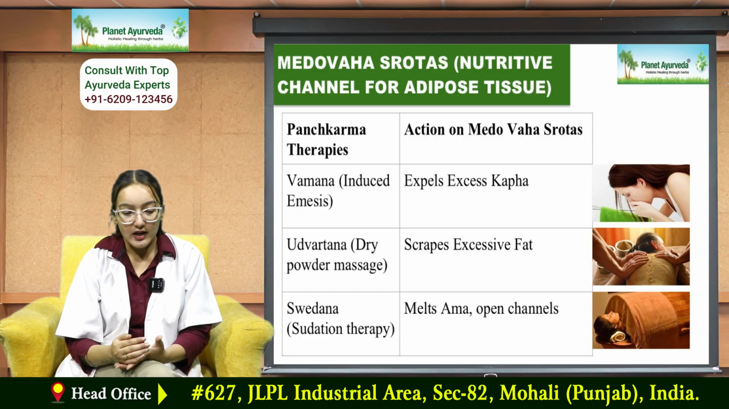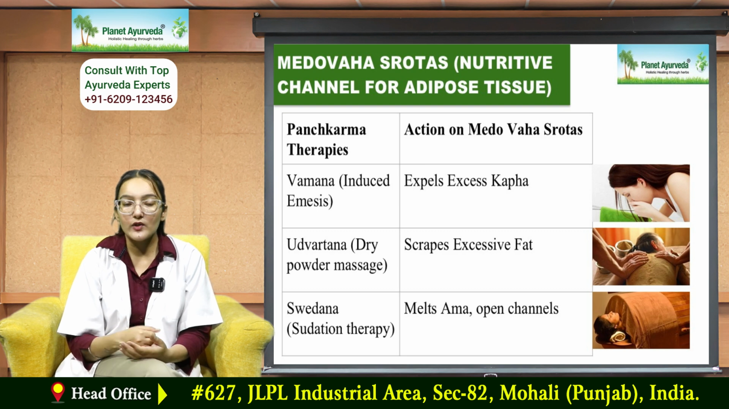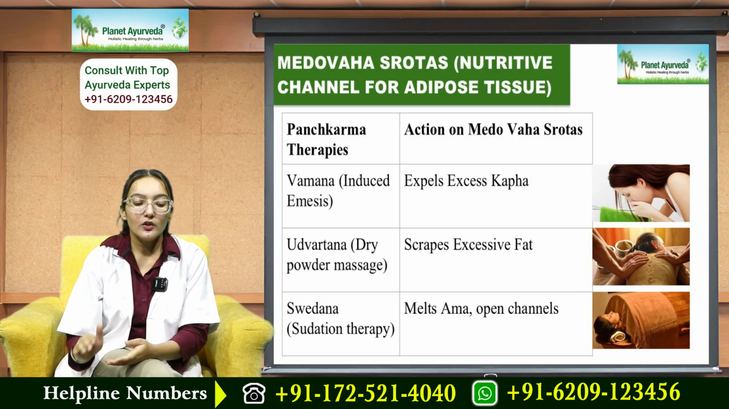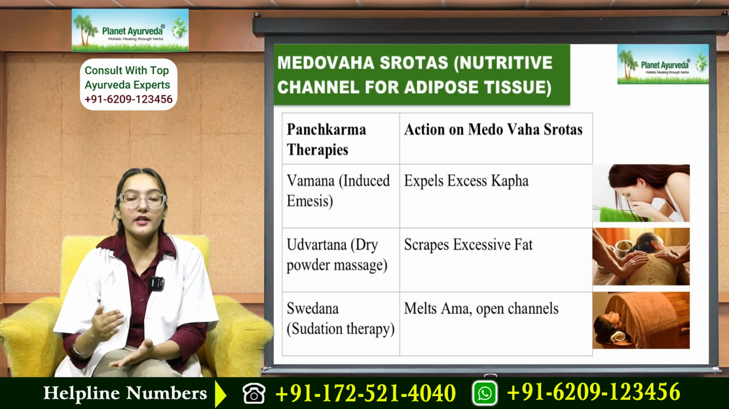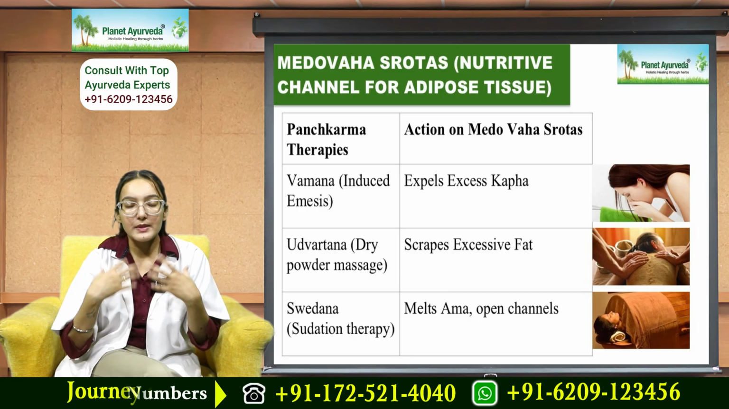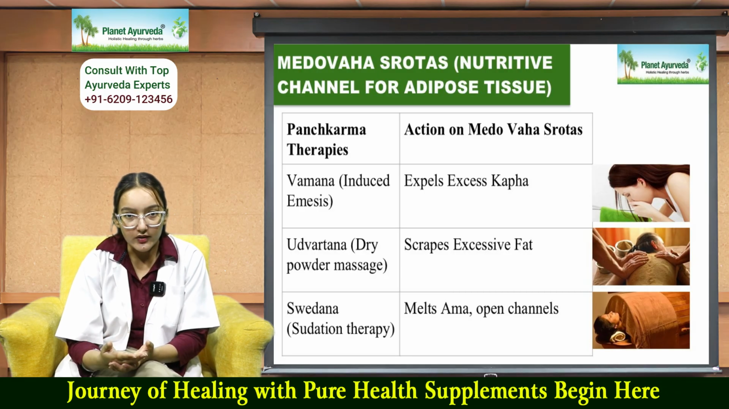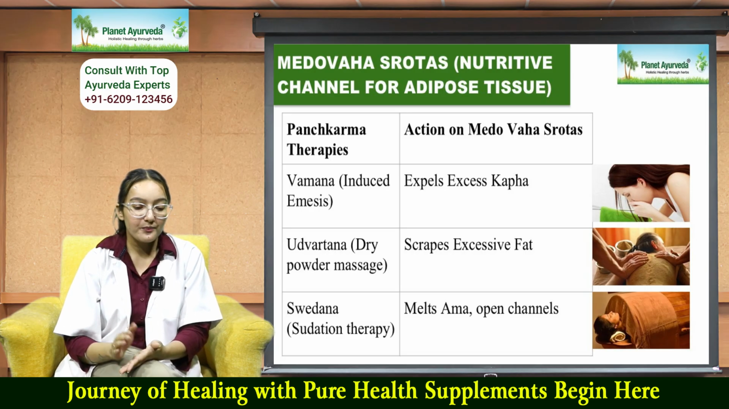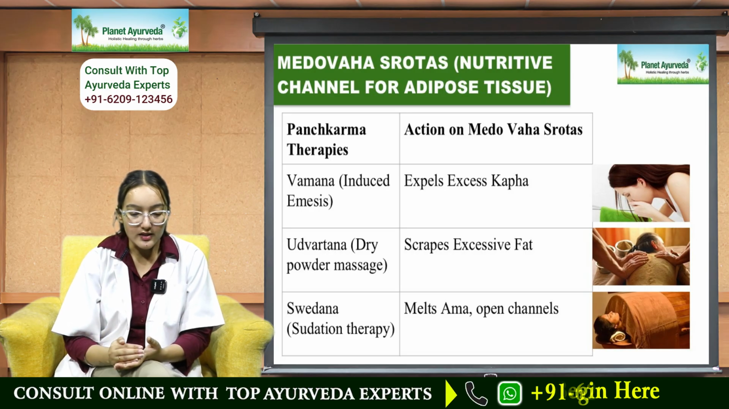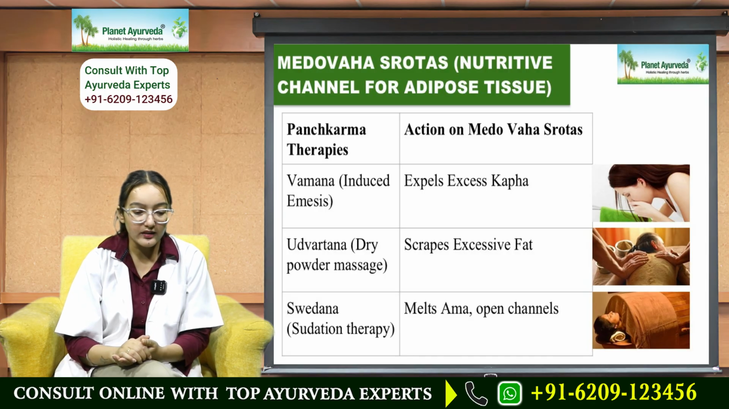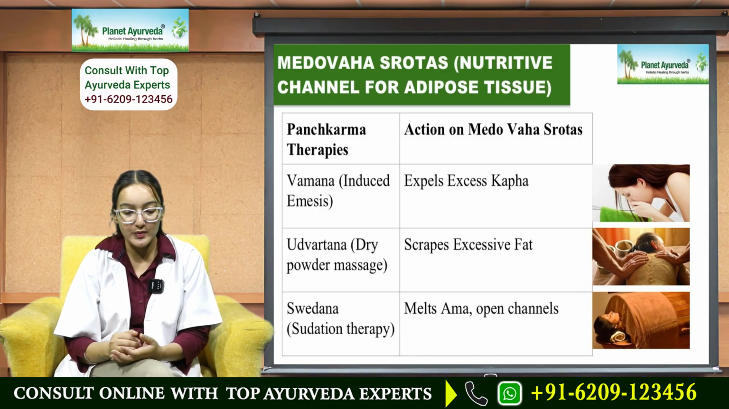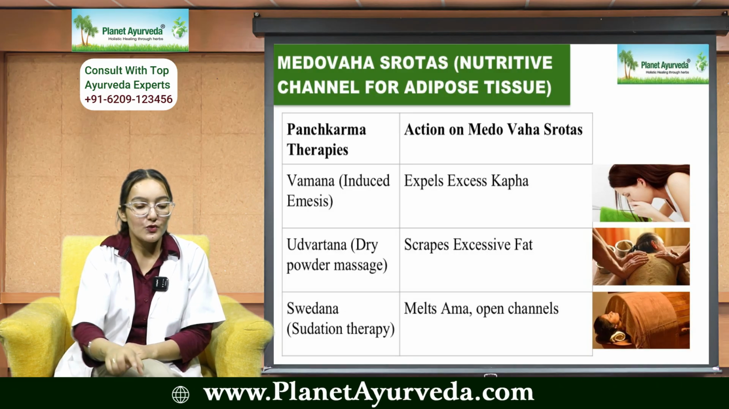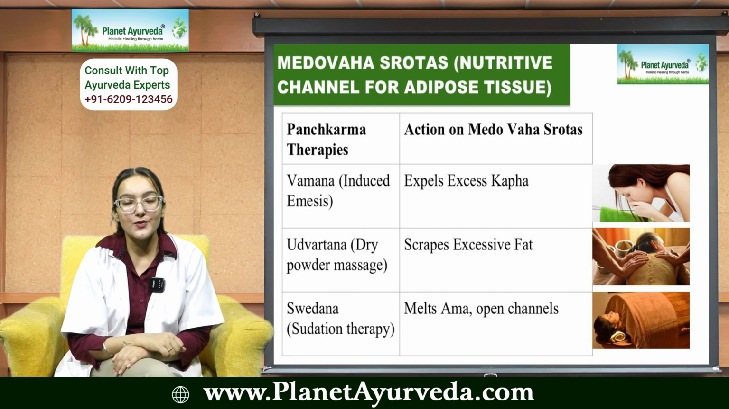Then come the Panchakarma therapies. Again, the Panchakarma therapies will be mostly the same as those of Mamsavaha Srotasa. Two of them are the same: Vamana, that is induced emesis, which expels the excessive Kapha by the oral route in the form of vomiting. Then comes Udvartana or the dry powder massage. It scrapes the excessive fat. Then comes Svedana or sudation therapy, which means it will melt the ama and open up the channels. So this was about Medovaha Srotasa.